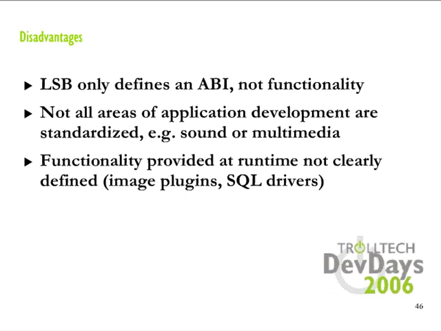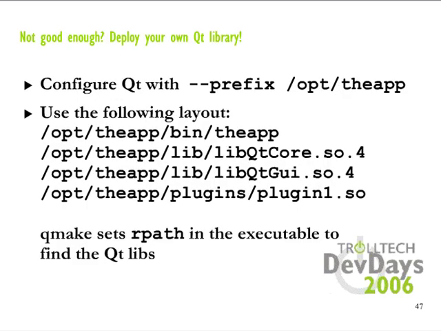Also, the functionality provided at runtime is not really clearly defined, so you cannot be sure which image plugins are installed. You don't know whether you have GIF support, whether you have JPEG support. Of course, you can query at runtime, but you cannot say, I want to use a JPEG image. It should work on all the distributions. You don't know. Same with SQL drivers. Usually, all the drivers that are possible are installed, so I don't think that any distribution is shipping a stripped-down Qt 4.1, which doesn't contain all the SQL drivers. But you cannot be 100% sure. If that's not good enough, hey, deploy your own Qt library.